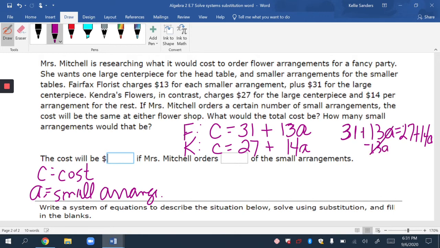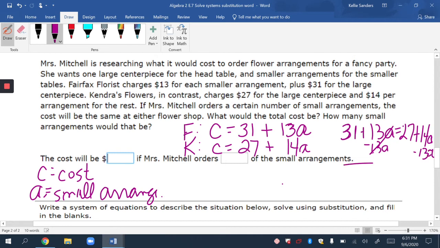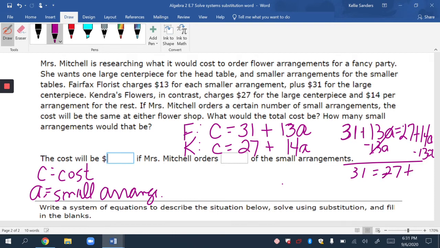Subtract the 13A. We have 31 equals 27 plus 1A. Subtract the 27. She wants to order 4 small arrangements. If she wants to order 4 small arrangements, I could put the 4 here or put the 4 here. And to be honest with you, one's not any easier than the other. So let's just use Fairfax.